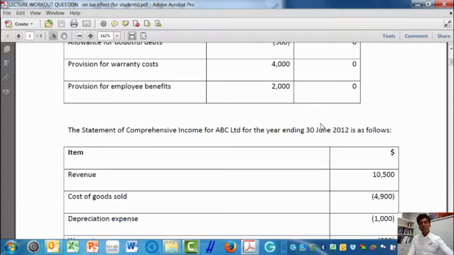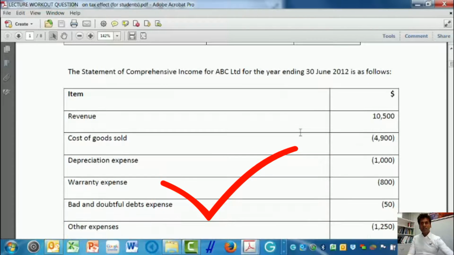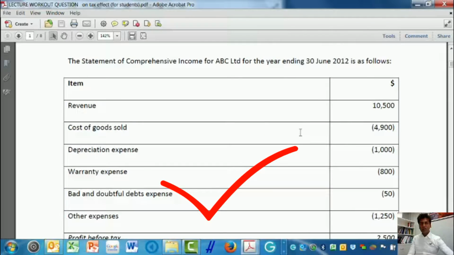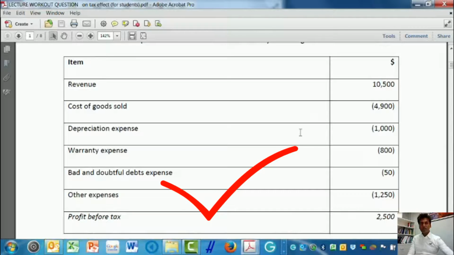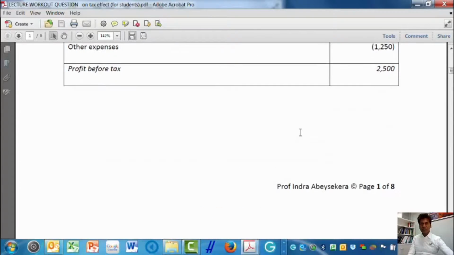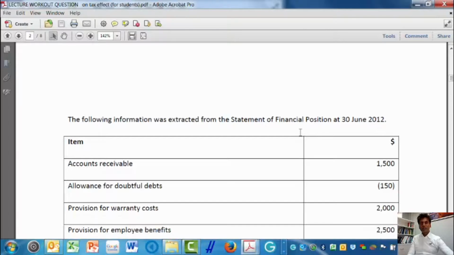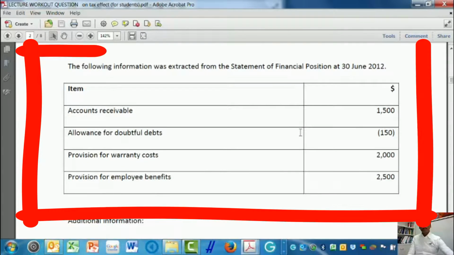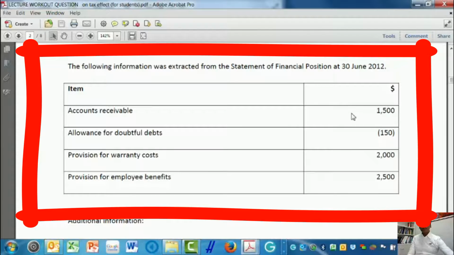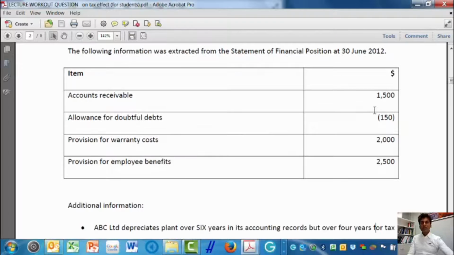Then we are also provided with the statement of comprehensive income for the year ending 30th June 2012. In that statement, we have revenue, cost of goods sold, depreciation expense, warranty and doubtful debts expense, and other expenses, and then profit before tax. Then at the end of 2012, we are given the values as they appear in the statement of financial position. So they are the values that appear on the balance sheet.